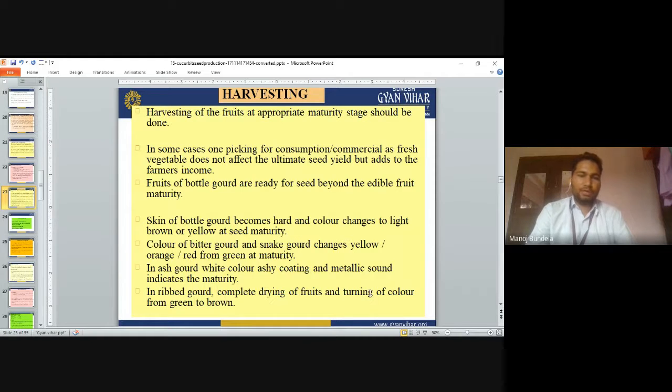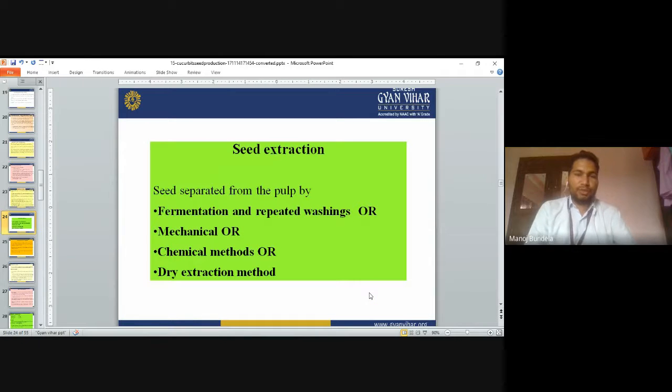In some cucurbits, the color of the skin will change. In some, a white waxy appearance will come on the outer surface of the cucurbit. In some, metallic sounds will come.